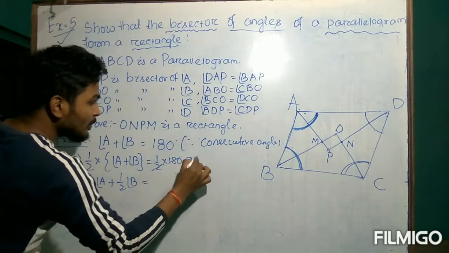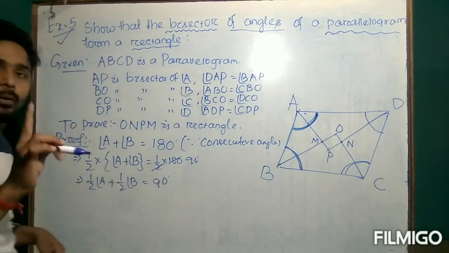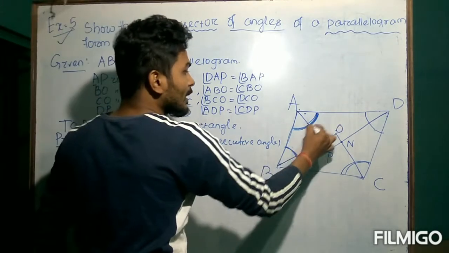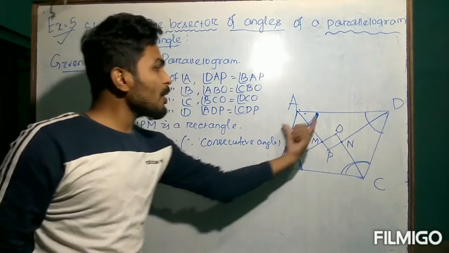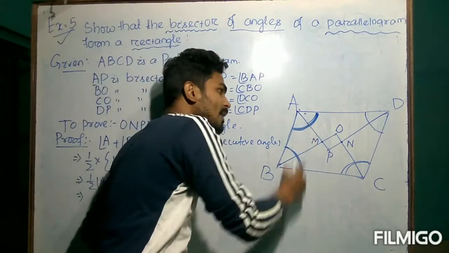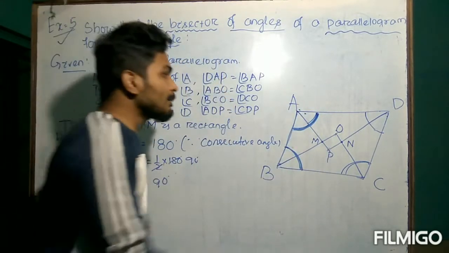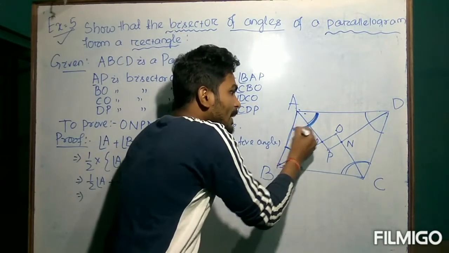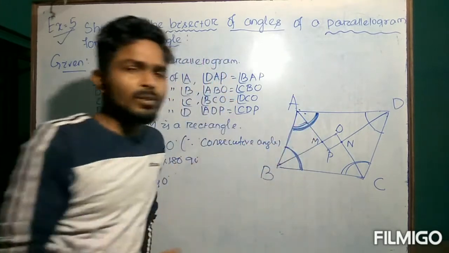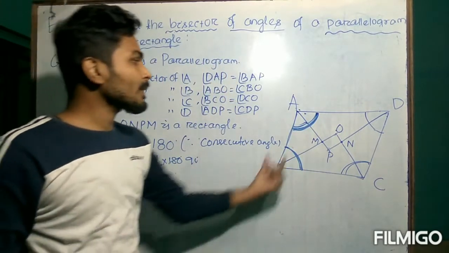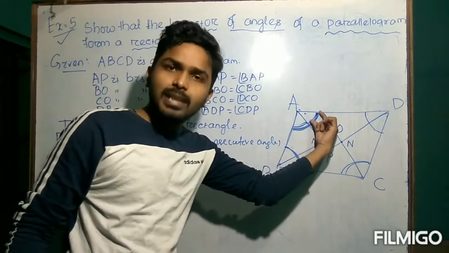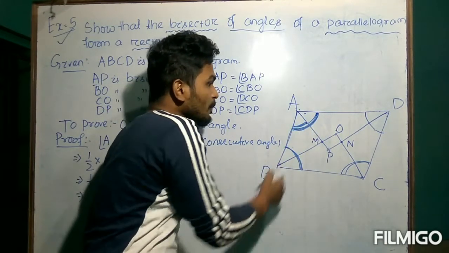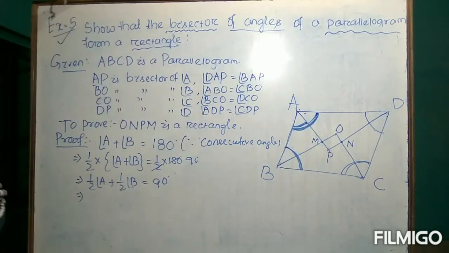Now on the right hand side we will get 90 degree. Now half of A. Since this is the total angle, half of A means either you can write this half or this half, right? Because AP is the angle bisector of angle A. So half of A means we can write this angle. Yes or no? Yes, this can be substituted because this half is equal to this half. So half of A means this angle, this BAP angle.